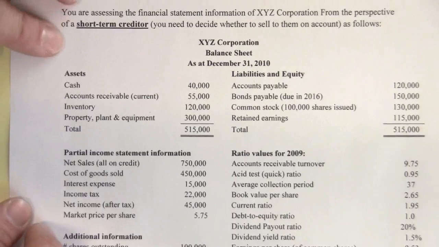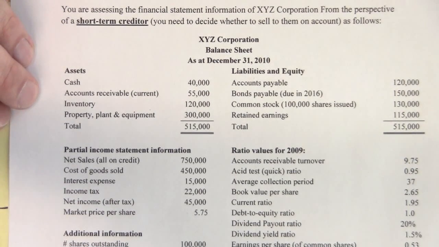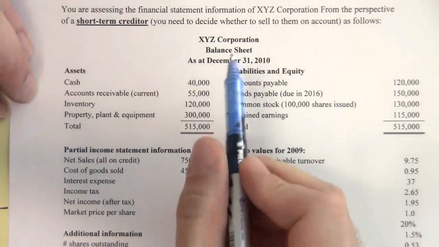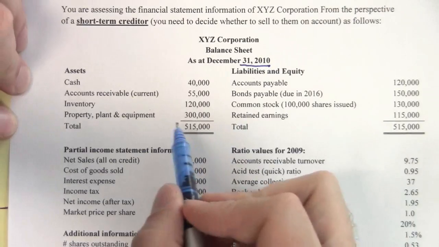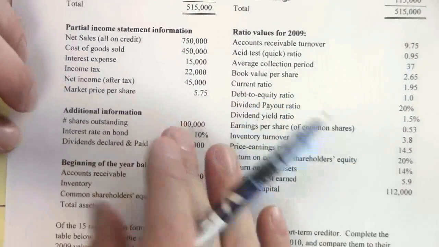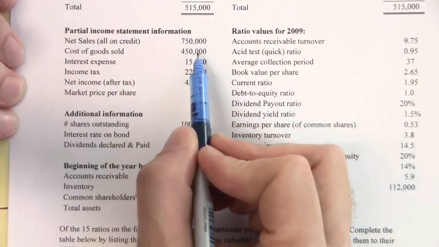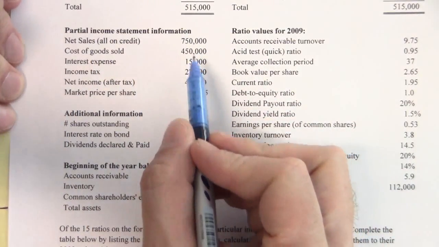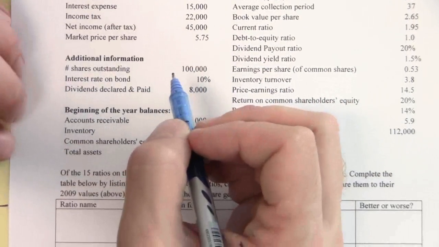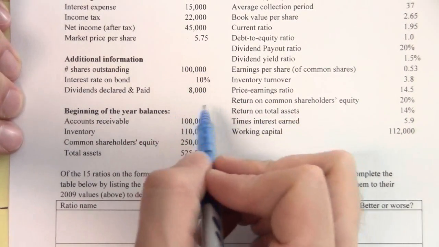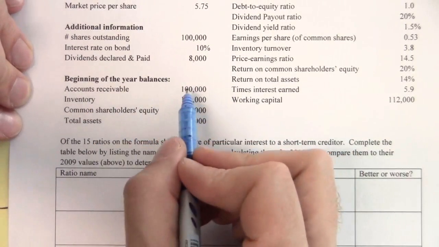So, based on that, we have this sample question here. This one asks you from the perspective of a short-term creditor. You've got to analyze XYZ Corporation, and this is at December 31st, 2010. We've got a balance sheet here, a very simple one. We have some more information down below, some income statement stuff, so sales, cost of goods sold, some other, so this is partial income statement information. We have additional information, number of shares, interest rate on the bonds, and so on.